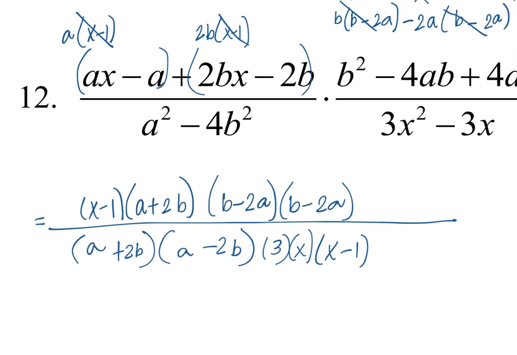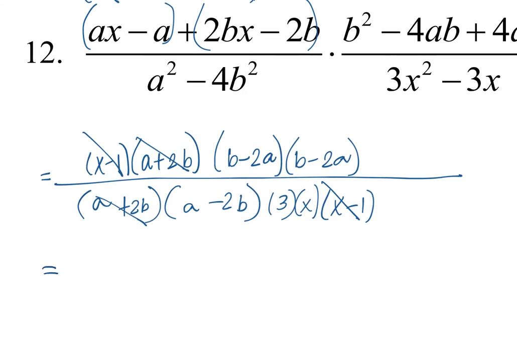So what cancels? A factor of x minus 1. A factor of a plus 2b, and that would be it. I'm looking at the b minus 2a's in the top and thinking how similar that looks to this down here, but they're just not the same.